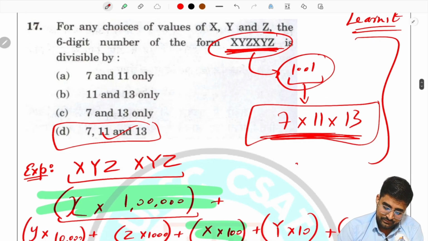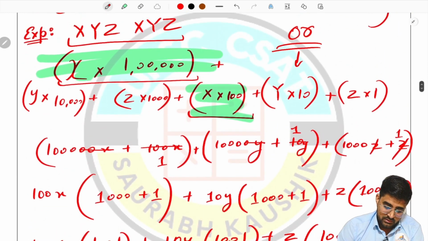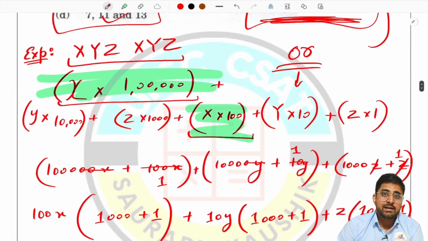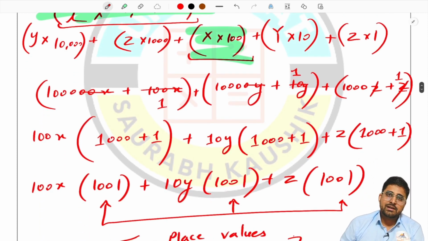The explanation is here. I think you guys have enough clarity over this question. This is a very good question. Please remember the concept. Let's move to the next question.